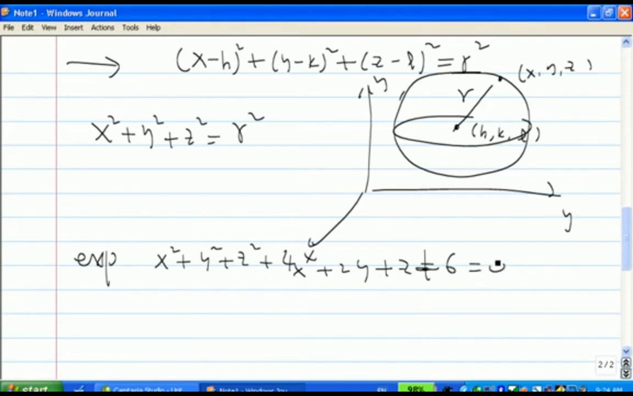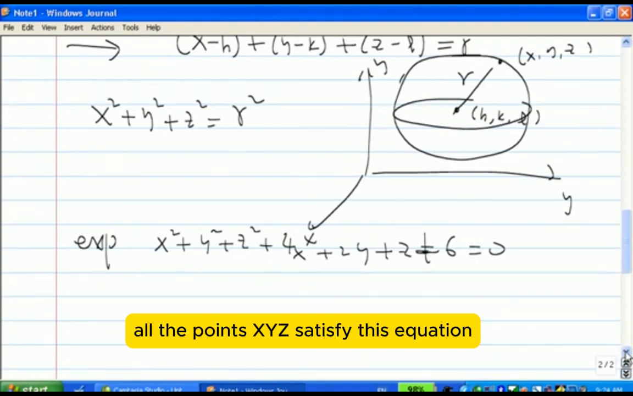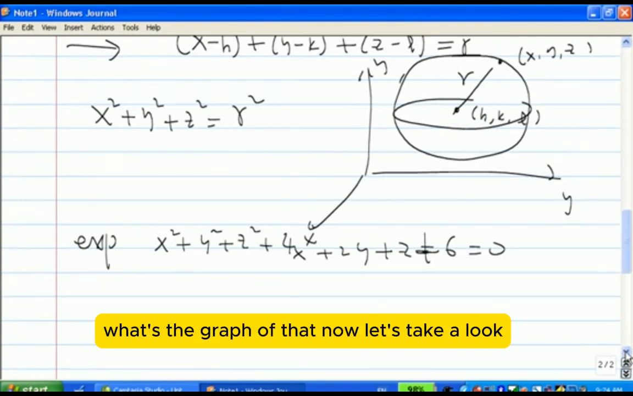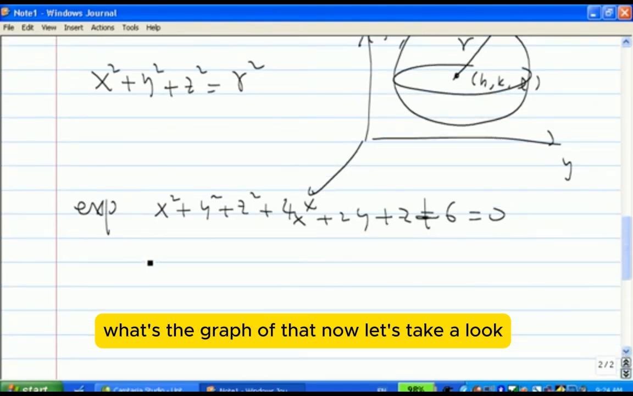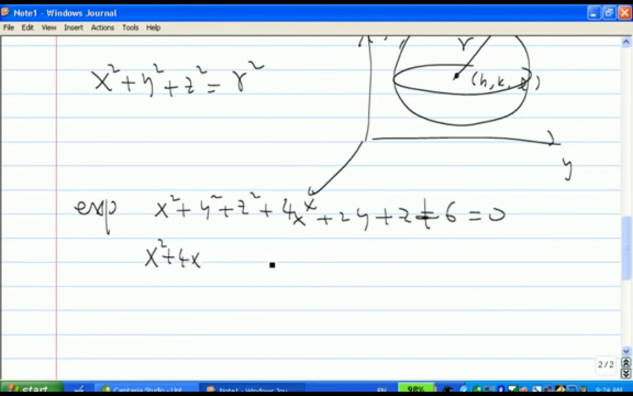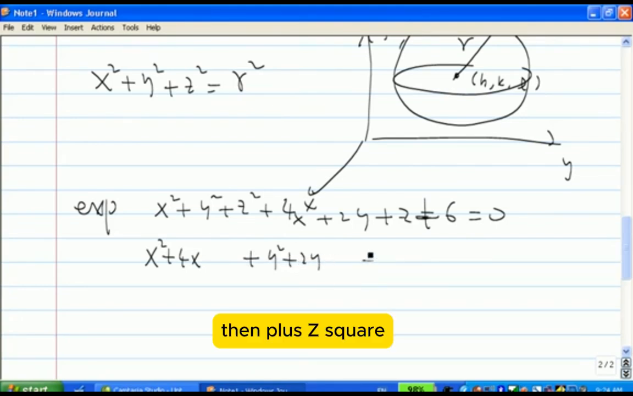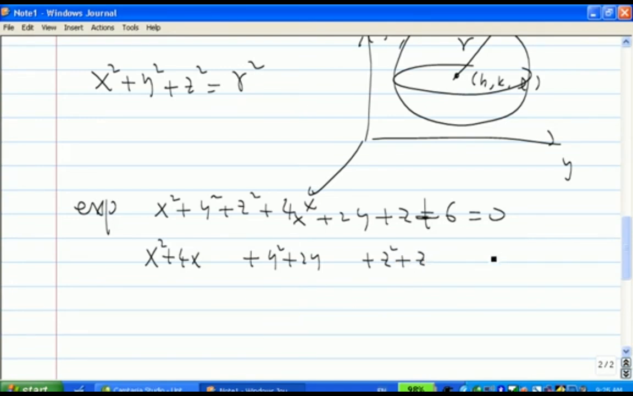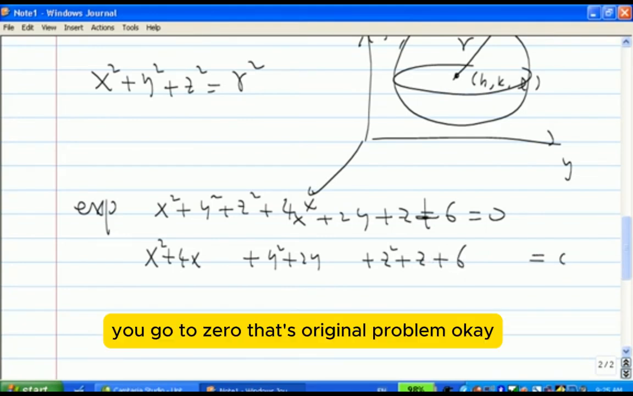Now, let's see what kind of graph this is. All the points x, y, z satisfy this equation. What's the graph of that? Let's take a look. So, we put all the x together: 4x. Then we add y squared plus 2y. Then plus z squared plus z, then plus 6, equal to 0. That's the original problem.